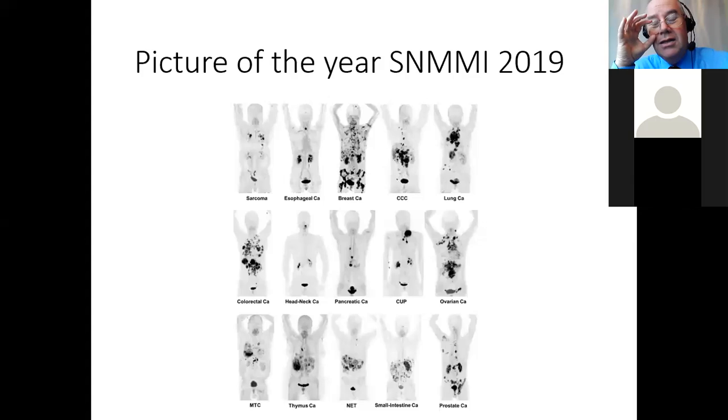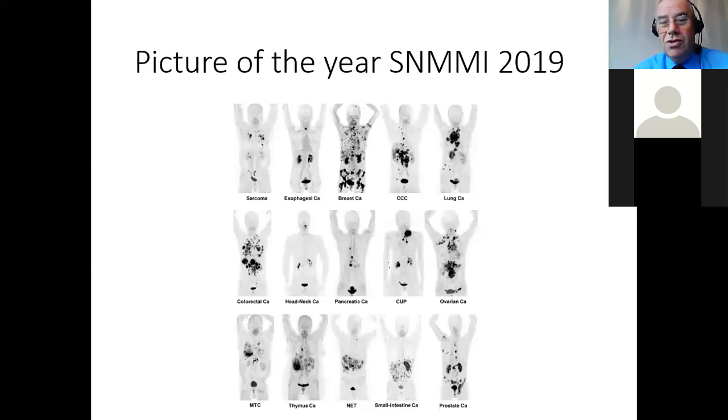But this is a promising agent because we can see the first one is sarcoma. So go along the top, if you can't read the writing, it's sarcoma, esophageal cancer, breast cancer, colon cancer, and lung cancer, all positive. Then there's another colon cancer, head and neck cancer, pancreatic cancer, cancer of unknown primary, ovarian cancer. The bottom line is medullary thyroid cancer, thymic cancer, neuroendocrine tumor, small intestinal cancer, and prostate cancer, all positive with Fappy.